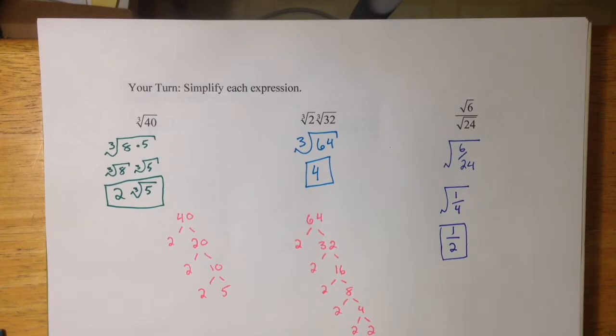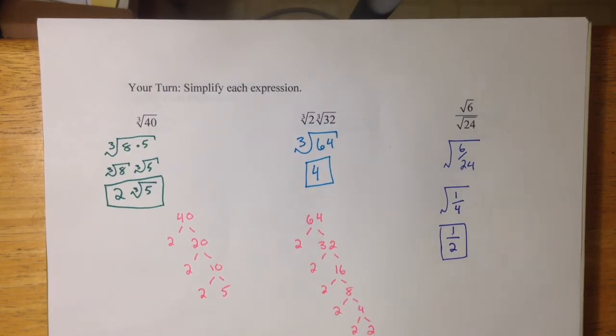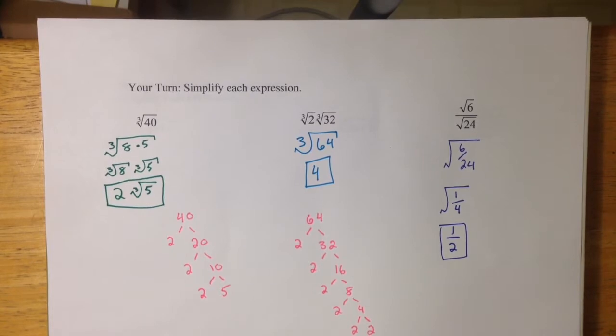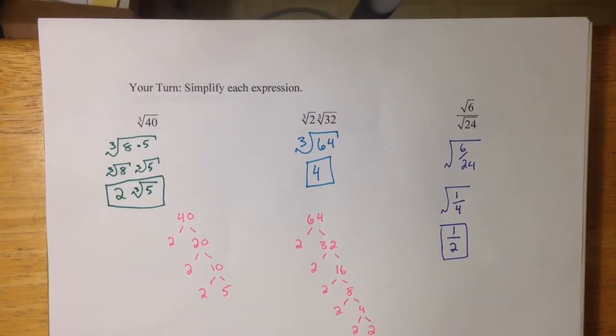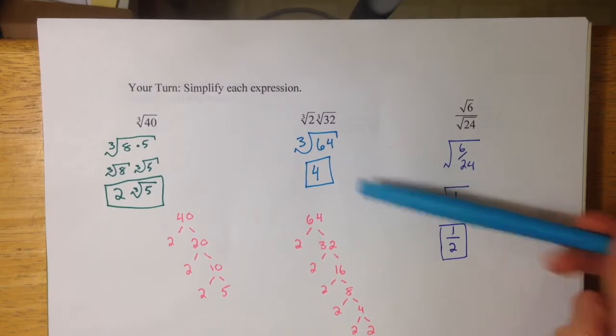Next up is the cube root of 2 times the cube root of 32. Because these are the same kind of root, we can push those together to become the cube root of 2 times 32, which is the cube root of 64. Now that happens to turn out as a nice number. The cube root of 64 is 4.